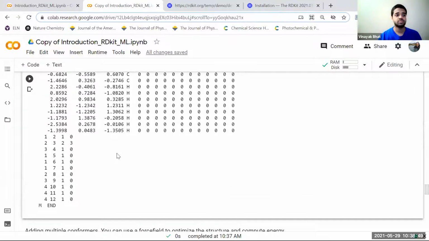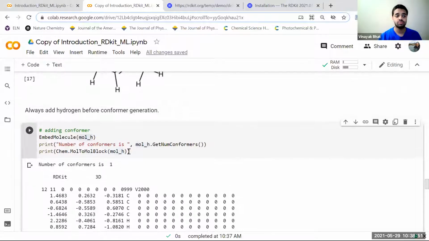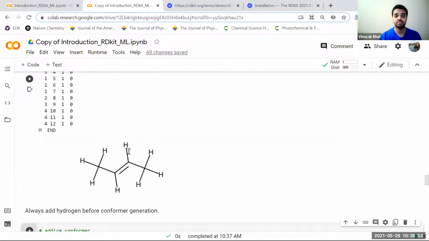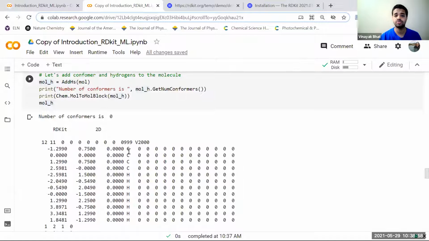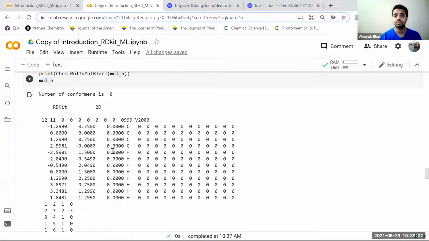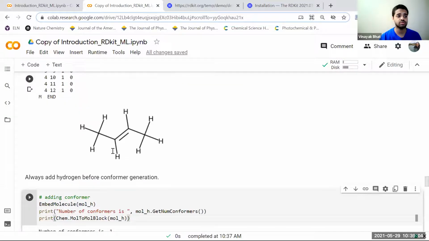Do you have any questions at this point about conformers? And why do we need conformers? Okay, looks like no questions.